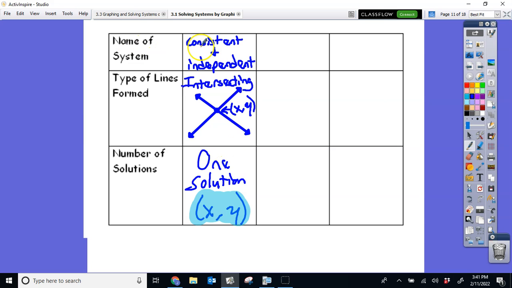So this one is called consistent and independent. Consistent means it has an answer. Independent means there's only one point where they touch, or one answer.